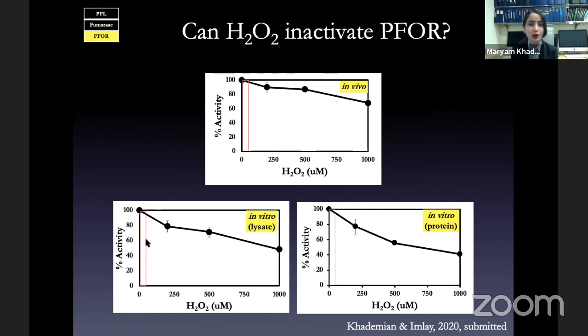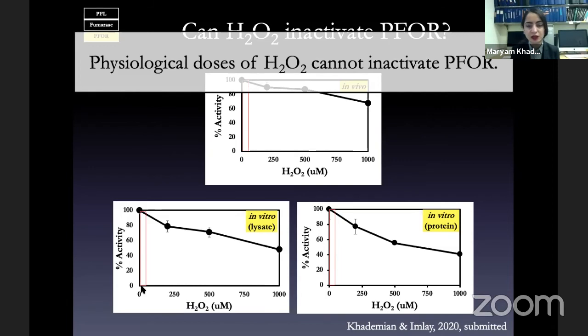peroxide. That is what we believe B-theta is going to experience in its environment. So that is like the physiological concentration of peroxide for B-theta. And you can see that the activity of PFOR is almost the same in all of these conditions if I only use 10 micromolar hydrogen peroxide. Therefore, it further confirms that physiological doses of peroxide cannot inactivate PFOR.